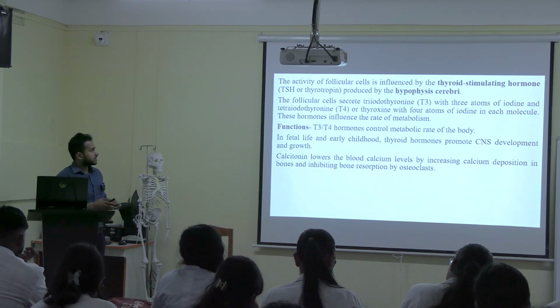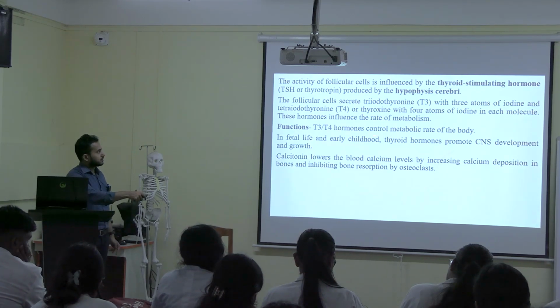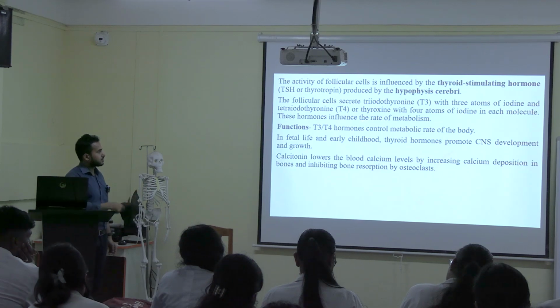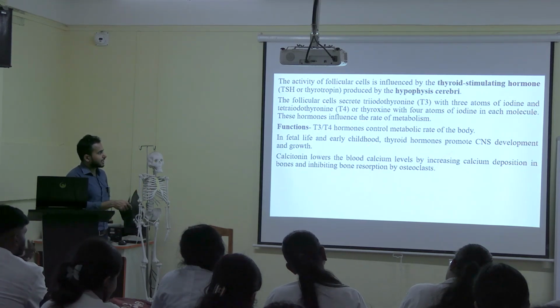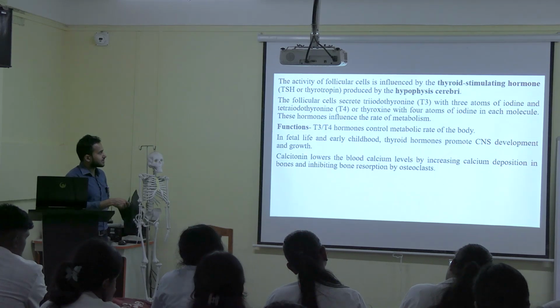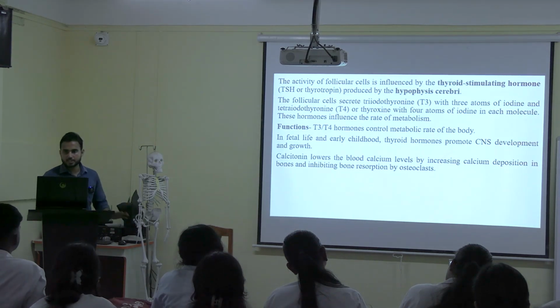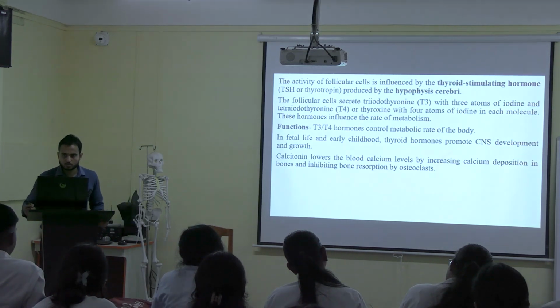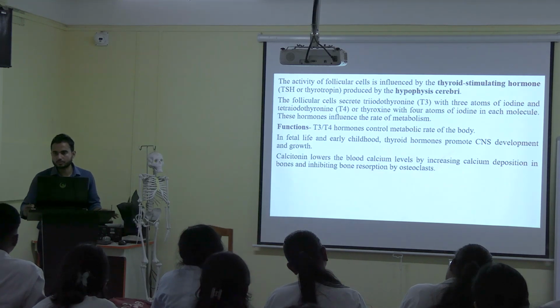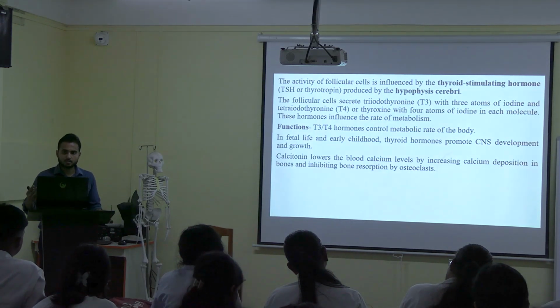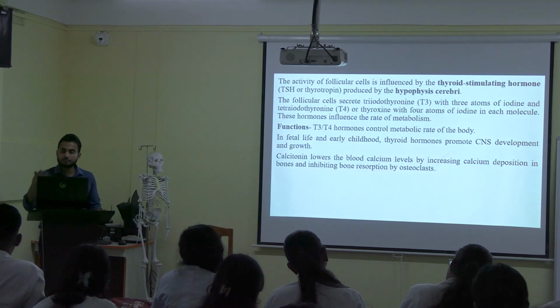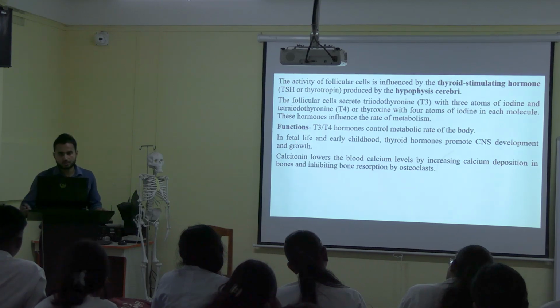Now, T3 and T4, as I have already told you, influence the metabolism of our body. In fetal life and early childhood, the thyroid hormones promote CNS development. That's why in the beginning I mentioned psychic growth, also called psychosomatic growth, of an individual. In intrauterine life and just after birth, the growth and development of the central nervous system takes place under the influence of T3 and T4.